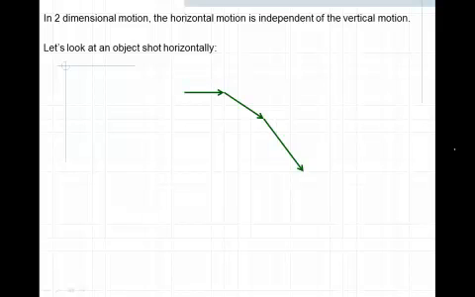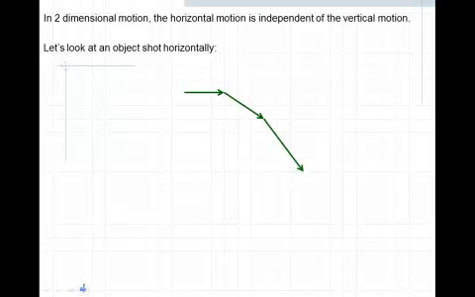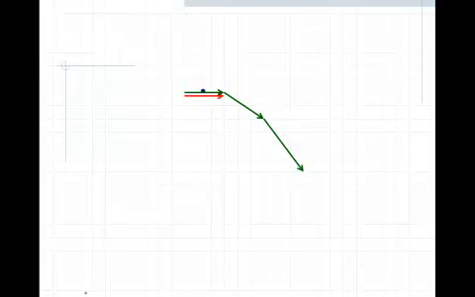What we're going to look at here is two-dimensional motion. The important thing for us to understand in two-dimensional motion is that the horizontal motion is independent of the vertical motion. So let's look at an object that we shoot horizontally. As it flies through the air, it would have a trajectory like that. If we look at the horizontal and vertical motion at each of these 3 points in space, it'll help us understand how to solve these problems.